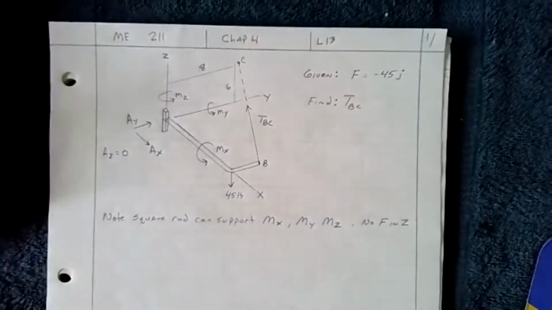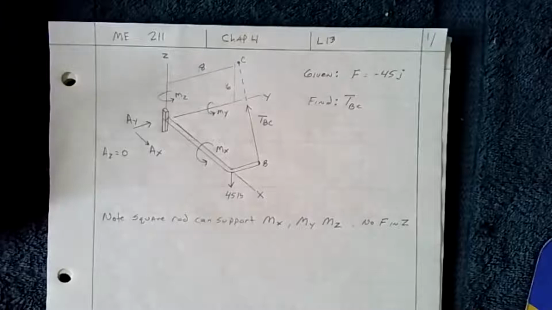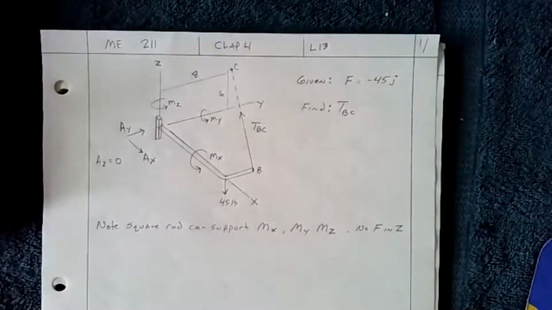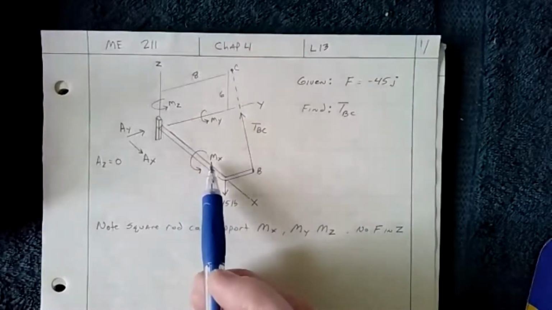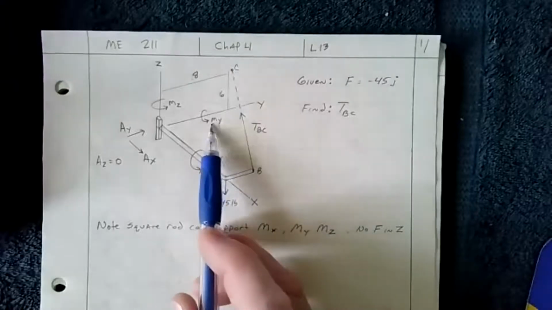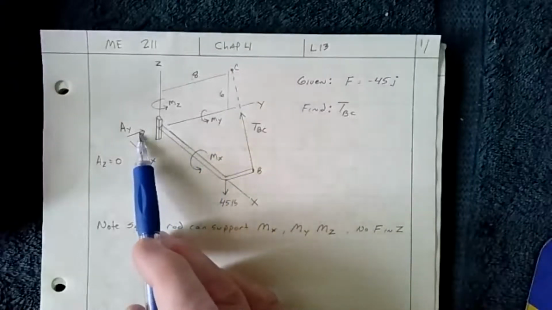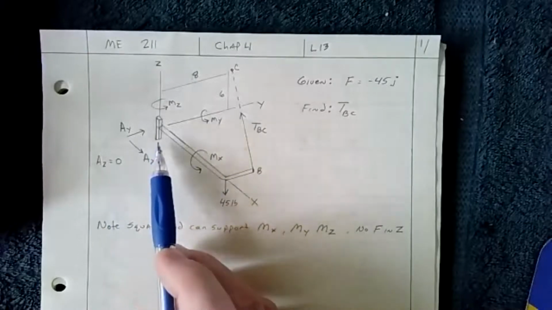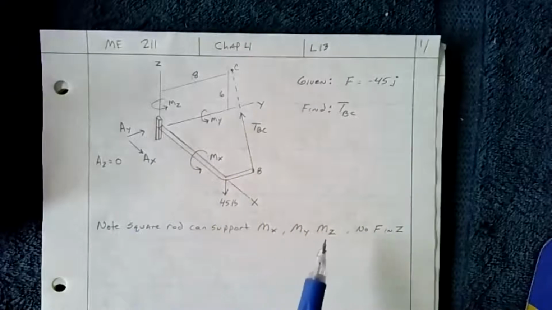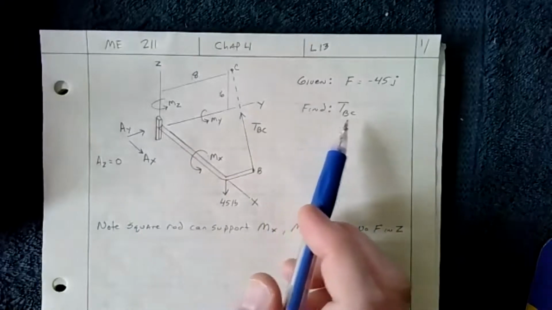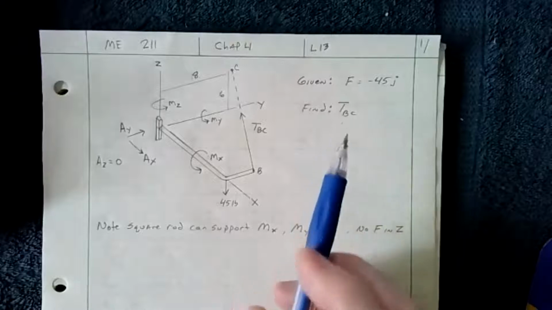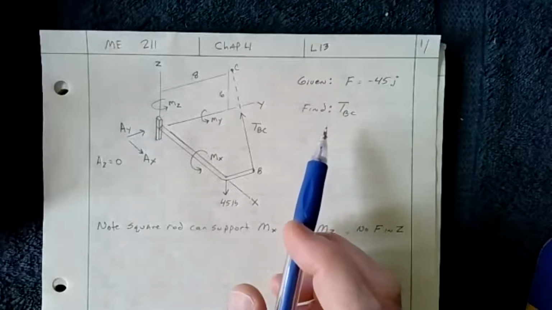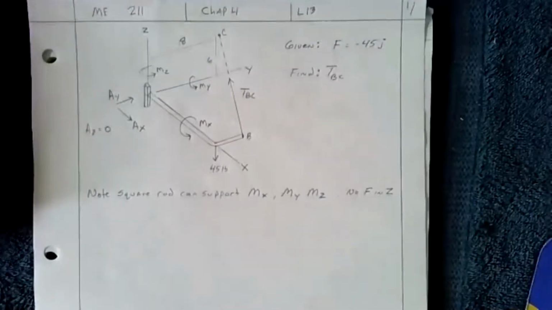Okay, so here we have the drawing. What I've done is, again, always make a good free body diagram. I've emphasized that it's free to support a moment about the x, about the y, and about the z, and support Ay and Ax. We know Az is 0 because it's free to slide up and down on here. And so we have that. Now, all we're asked to find is TBC. That's it. So it's a short problem because, again, you're only asked for something simple.